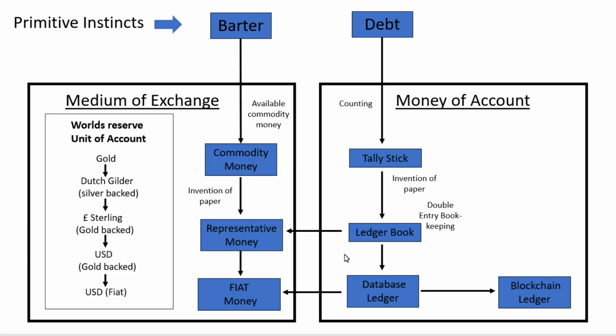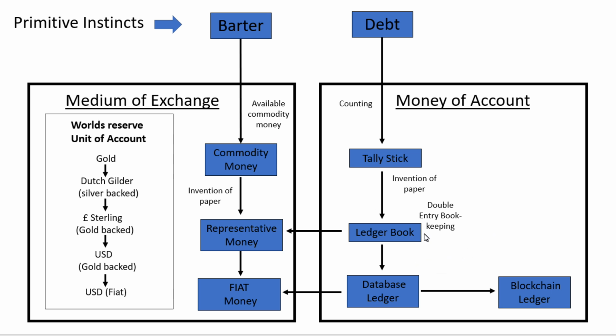And actually, the size of the economy as a whole, it's mostly accounted for by money of account. Most of the money supply in the economy is actually debt in the form of money of account. So the majority of the world's economy is actually money of accounts, not medium of exchange form of money. The vast majority of money is debt. It's ledger book entries.